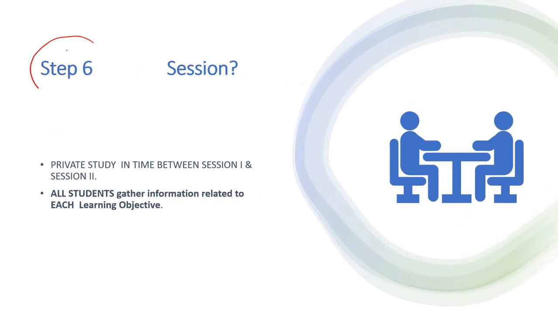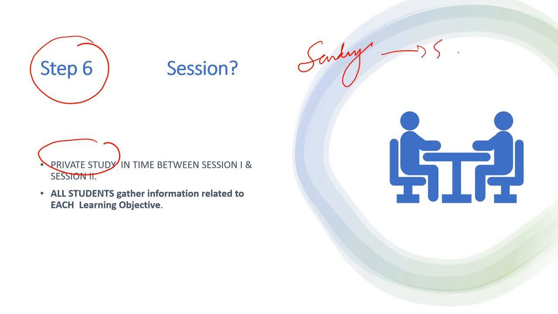Now the sixth step is called the private step, and in this private step the students go, for example, you do this on Sunday. On Sunday, session first is written in the timetable. And on Thursday, for example, in the same week, session 2 is there.